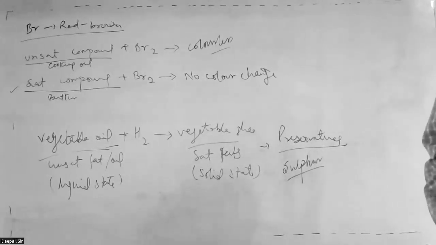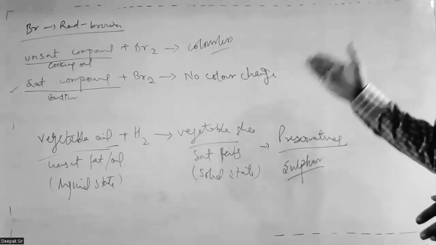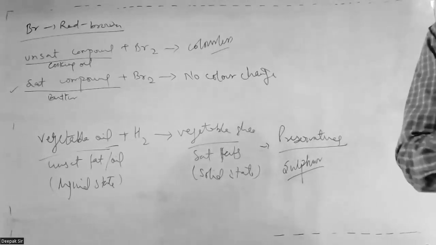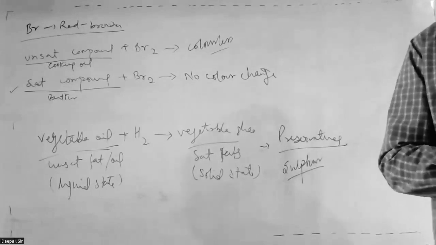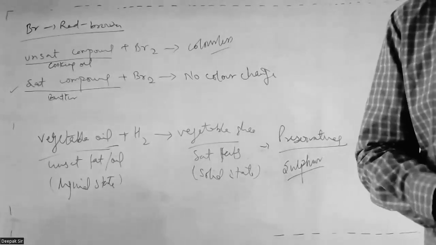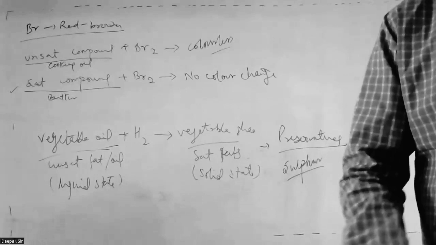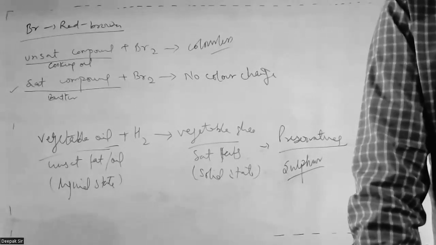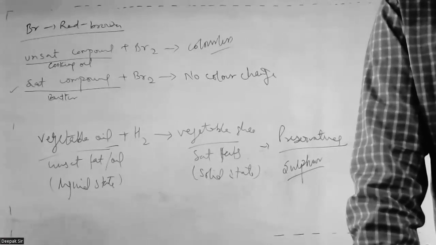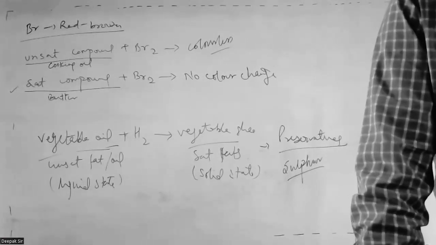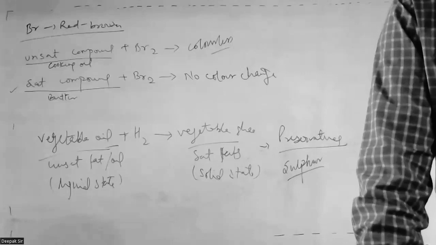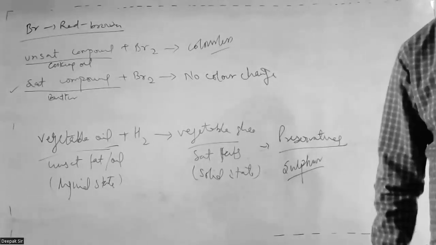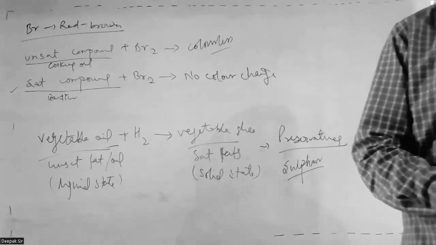Now, how can we distinguish between saturated and unsaturated compounds? We will use bromine water. Bromine water is red brown in color. When bromine water is added to an unsaturated compound, it gets decolorized. But addition of bromine water to saturated compounds has no effect on the color. So we can easily distinguish between the unsaturated and saturated compound. This is all about the addition reaction.